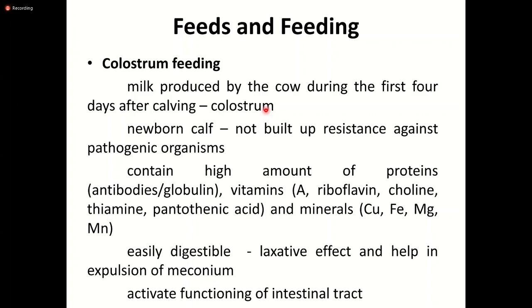So thus these animals can build up resistance against any kind of disease at the initial stage of their lives. Right? It contains lots of antibodies and vitamins like vitamin A, riboflavin, choline, right? And minerals like copper, iron, magnesium, and also it is very easily digestible. Since they are very young animals, and if you remember last week we were discussing, their digestive system is not well developed to consume rough materials, because the rumen, reticulum, and omasum are not well developed as soon as they are born, right?